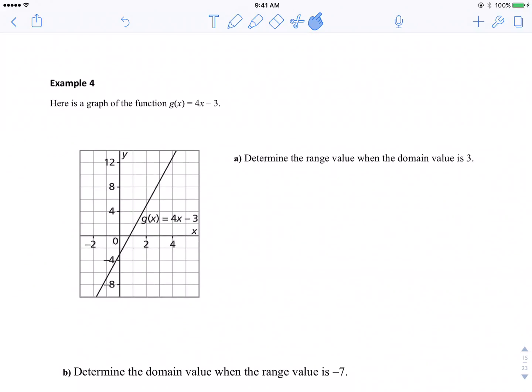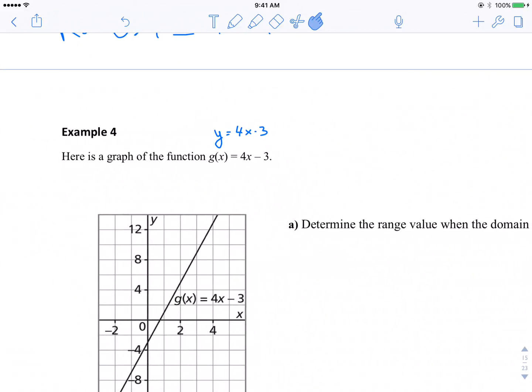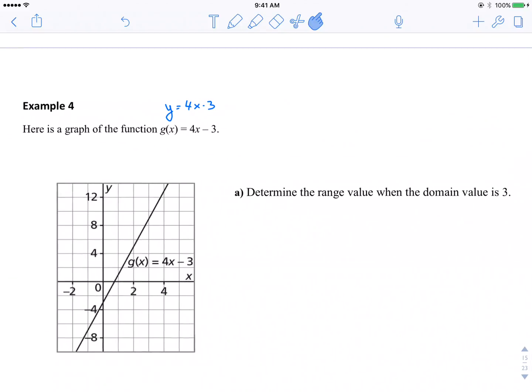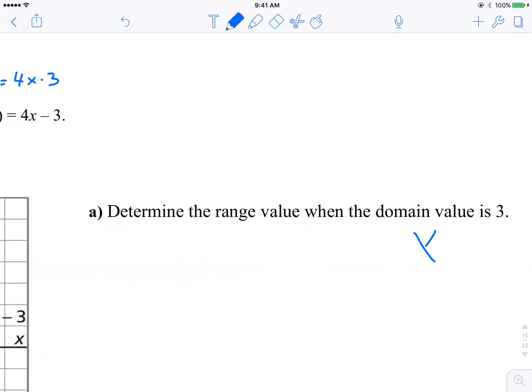Over the page. Now we can start applying this to real equations. So not real equations, just normal everyday equations that we would come across as real work. Example 4. Here's a graph of the function g of x is equal to 4x minus 3. Remember, this is function notation. This is just a fancy way of saying y is equal to 4x minus 3. But we can do a little bit more with function notation. Determine the range value when the domain value is 3. So remember, the domain values are our horizontal axis values, in this case, our x values. So this is asking, what's the range value when x is equal to 3?